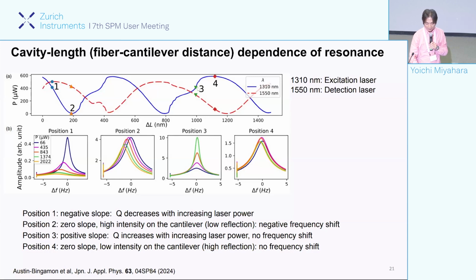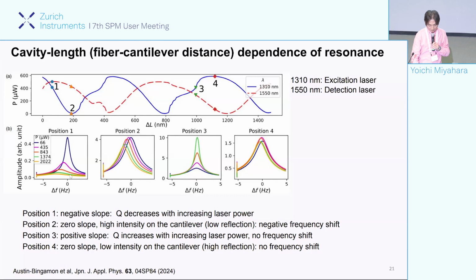And at position 3, since the slope is opposite to position 1, the effect will be opposite. And at position 4, again, the slope of the excitation is almost 0, so we don't expect much when you change the average power of the excitation laser. So look at the result here.